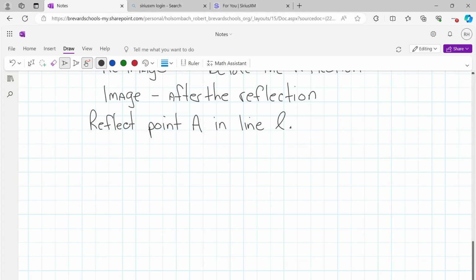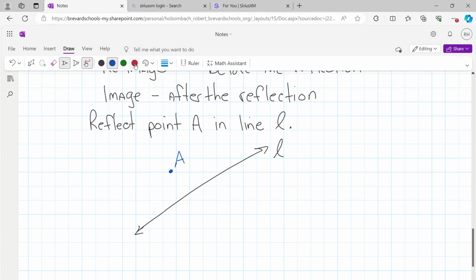Now, if you have multicolored pencils, this would be a good time to use them. All right. We're going to start off by reflecting a point in a line. So if this is our line L, and we're going to take point A, and we're going to reflect it in line L. When you reflect a point in a line, the reflection goes on the other side of the line of reflection, the same distance from the line of reflection. And if you connect a pre-image to its image, they would be on a perpendicular line to the line of reflection.